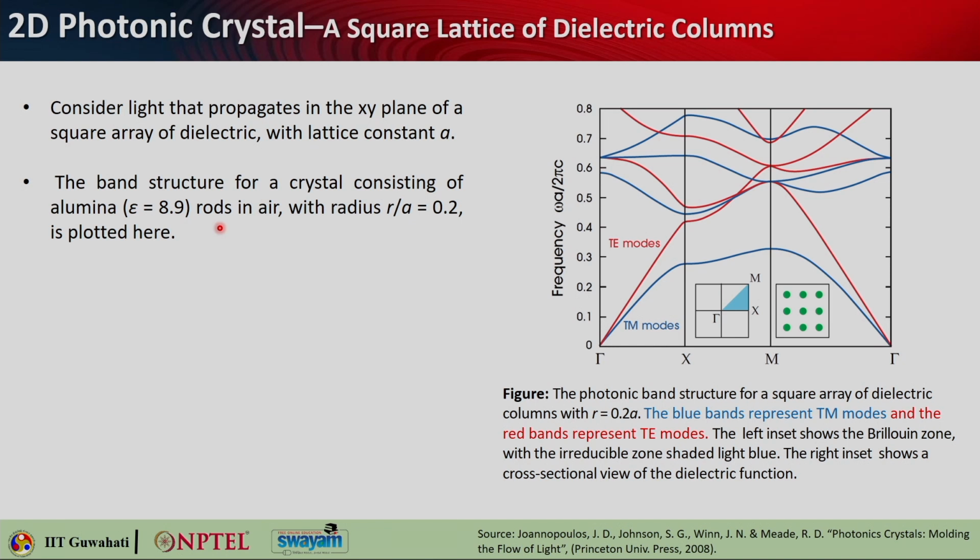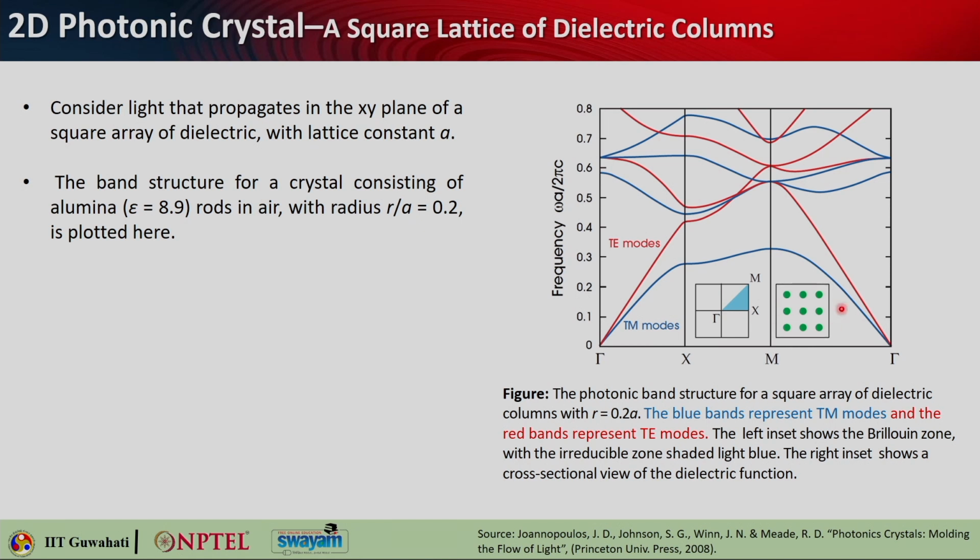What is the permittivity of alumina? So epsilon equals 8.9. This epsilon is basically the relative permittivity. We are just simply using epsilon here. And the radius is normalized to the lattice period, and that is 0.2. So when you take this, you can plot this particular band diagram. Now what are these points gamma, X, M, gamma?